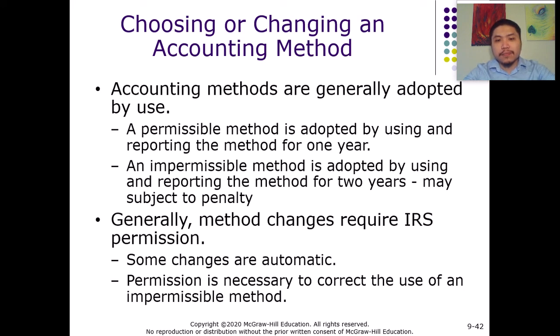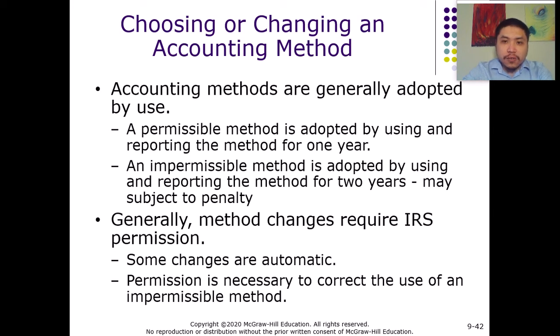So for some taxpayers, for example, a large corporation, they can only use the accrual method, right? But for smaller taxpayers, for taxpayers with revenue of equal or less than $26 million, they can choose between the cash or accrual method, right? So that's just an example, right?